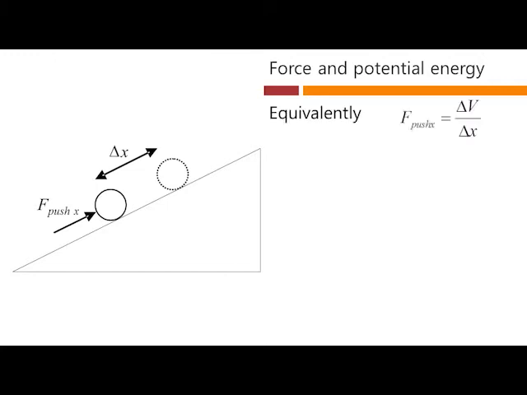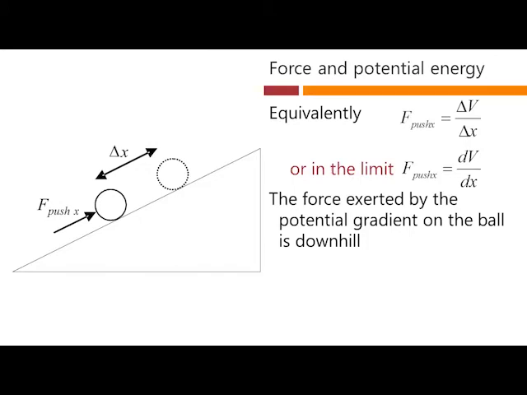Equivalently, we could flip that formula around and say that the force is the same thing as the rate of change of potential energy with position. And here we're imagining we're doing this very slowly, so there's no kinetic energy involved with this. So the force is the rate of change of potential energy with position here, the delta V over delta x, or in the limit we could write that as dV by dx, in the limit of very small delta x.